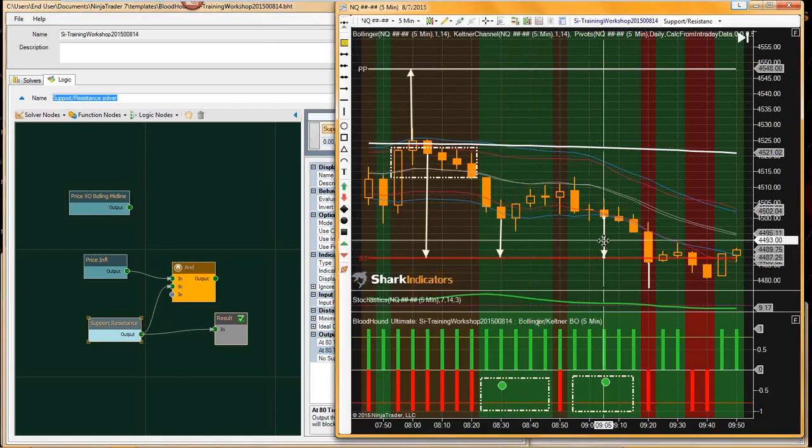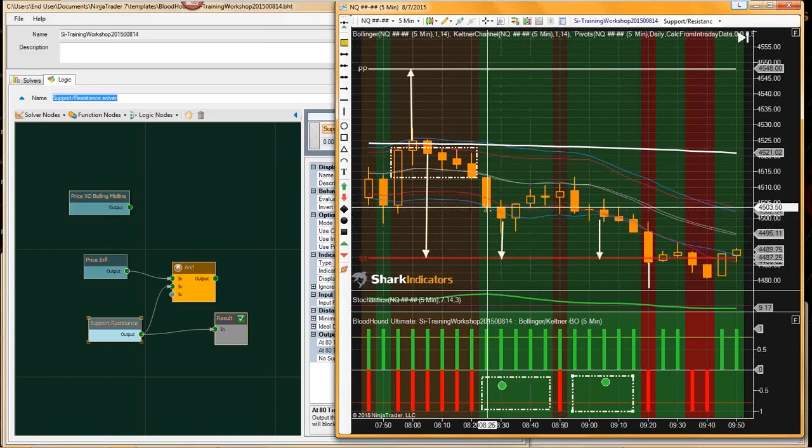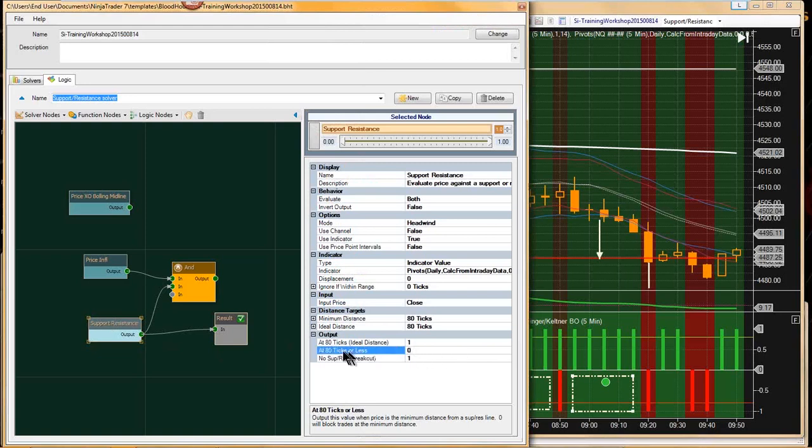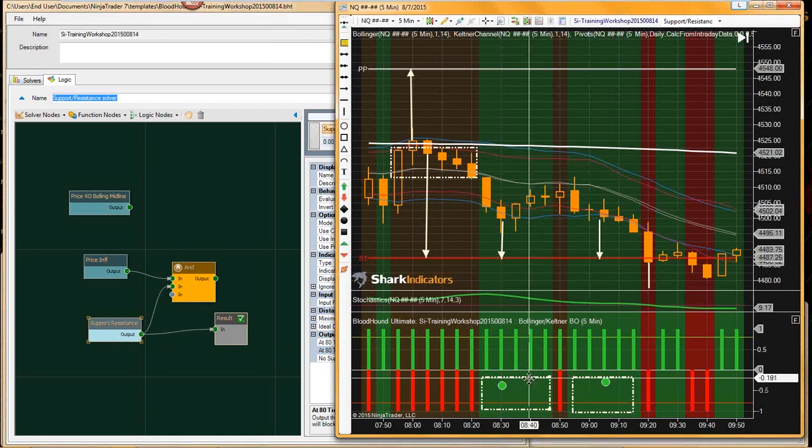Right, so in other words, like this example, these two bars here, this arrow and this arrow, basically the areas with the triangles, right? There's less than 80 ticks from price to S1, and since there's less than 80 ticks, our output is 0. So that's why there's no output here, because it's set to 0.